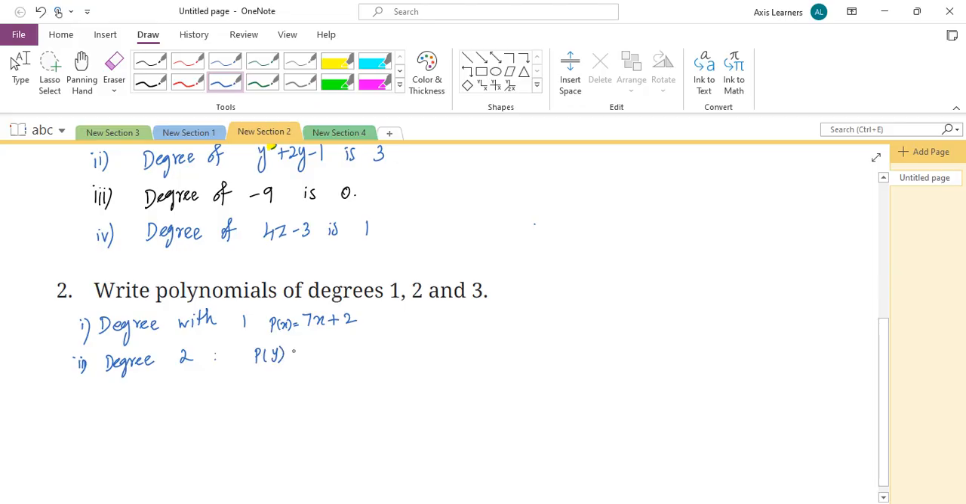Let me take that as p of y. P of y is equal to 2y square plus 6y plus 7. So for a polynomial of degree 2, the coefficient of y square should not be equal to 0. It can be any real number except 0. Okay. And the third one.